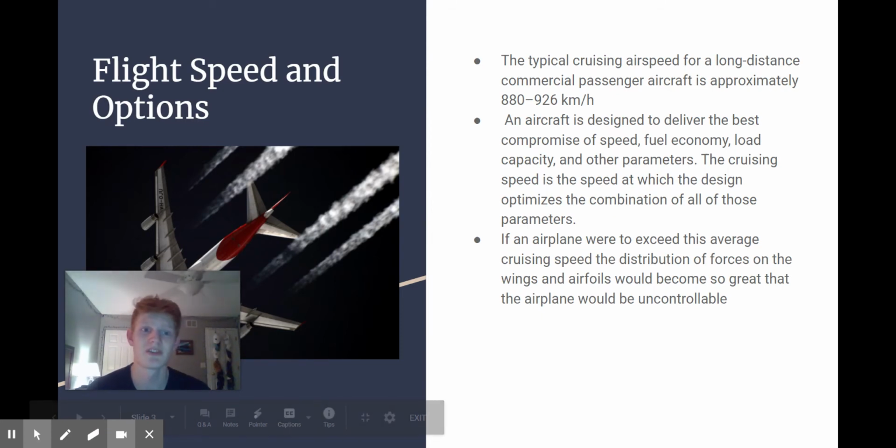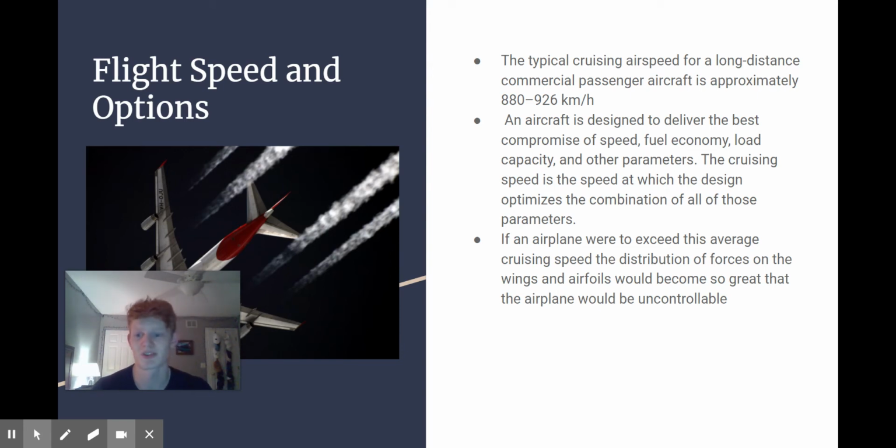The typical cruising speed for a long distance commercial passenger aircraft is approximately 880 to 926 kilometers per hour. An aircraft is designed to deliver the best compromise of speed, fuel economy, load capacity, and a couple of other parameters. The cruising speed is the speed at which the design optimizes the combination of all of these parameters.